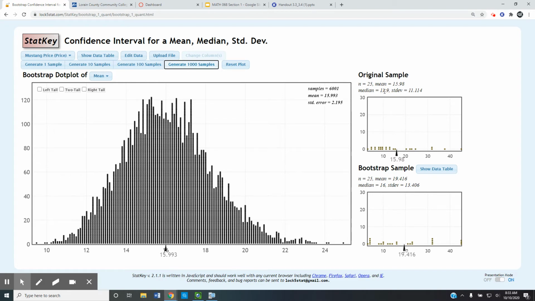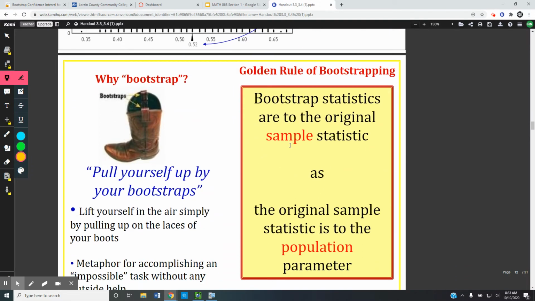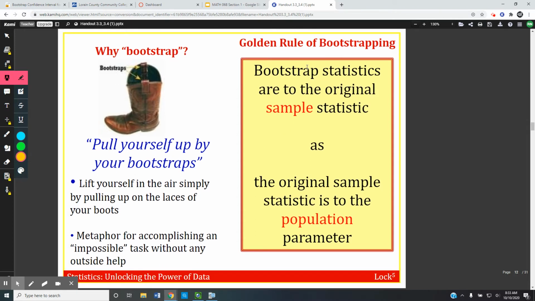Remember, what we're really looking for is the standard error. What is the standard error going to be? Because we're going to apply the standard error to the original sampling of 15.98. This just tells you what bootstrap really infers and where they came up with the name. More important to me is that you have this yellow box in hand.